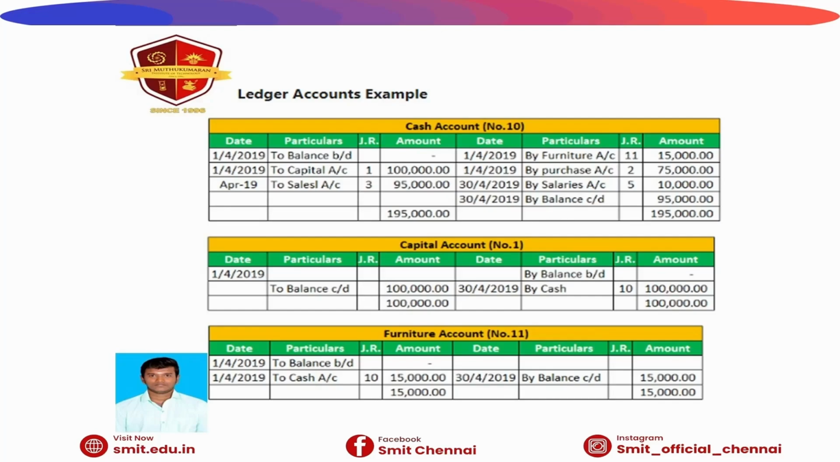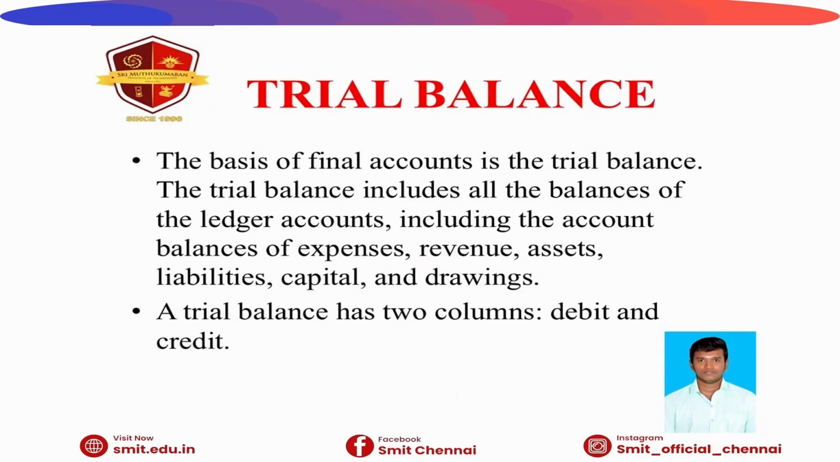After posting to the ledger, we prepare a trial balance. It's a statement that lists all the ledger account balances in debit and credit columns. Its main job is to check the arithmetic accuracy of our books. Do total debits equal total credits, which means debit and credit totals should be equally matched. No difference should be there. Both totals should be the same. It's the basis for preparing the final accounts. By using this trial balance only, we will prepare the final accounts. Final accounts means trading and P&L account and then balance sheet.